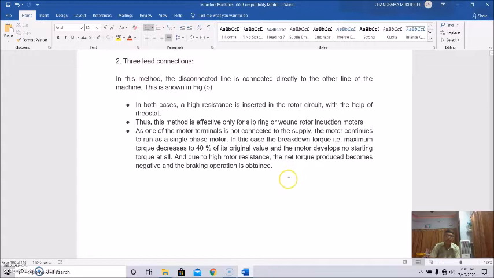As one of the motor terminals is not connected to the supply, the motor continues to run as a single phase motor. In this case the breakdown torque, that is maximum torque, decreases to 40% of its original value, and the motor develops no starting torque at all, because it then works as a single phase motor. Due to high rotor resistance, the net torque produced becomes negative and the braking operation is obtained. Basically we want to control the torque production; even if it is produced, it should be in the negative direction, so that the speed can be reduced and braking operation is created.